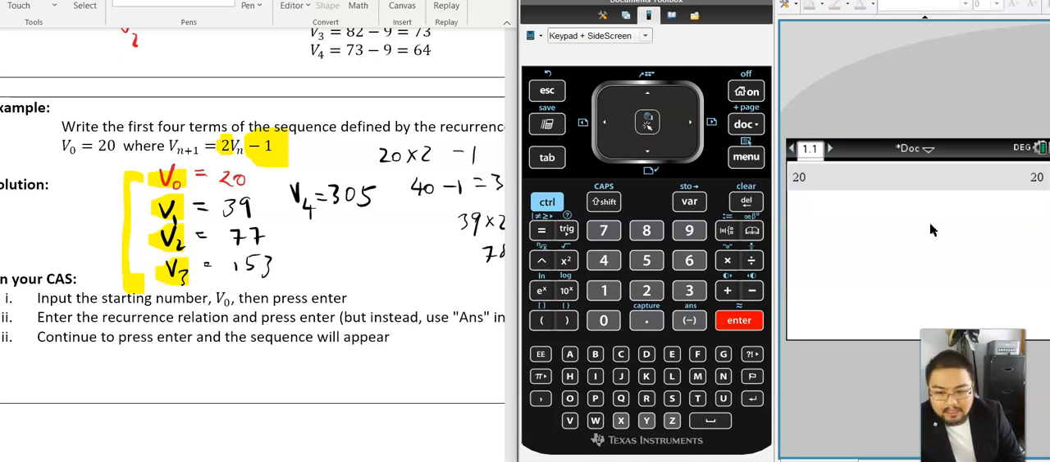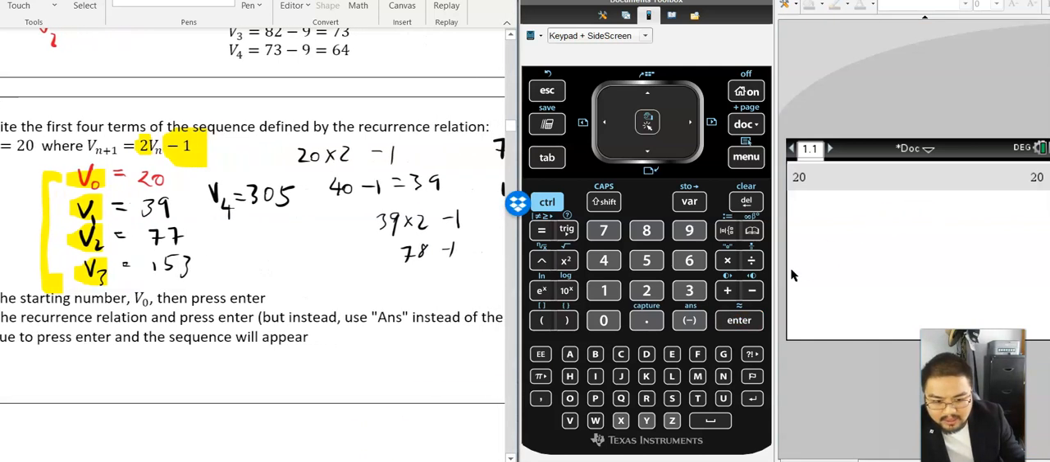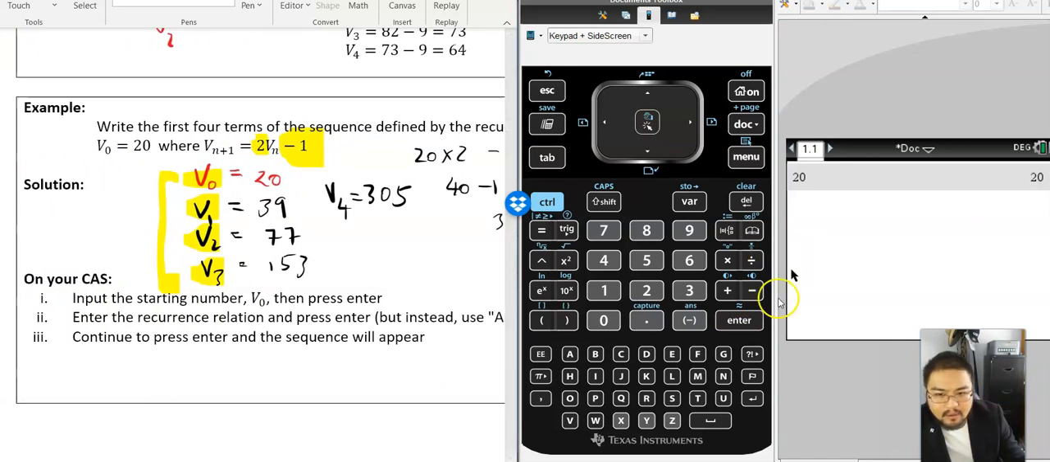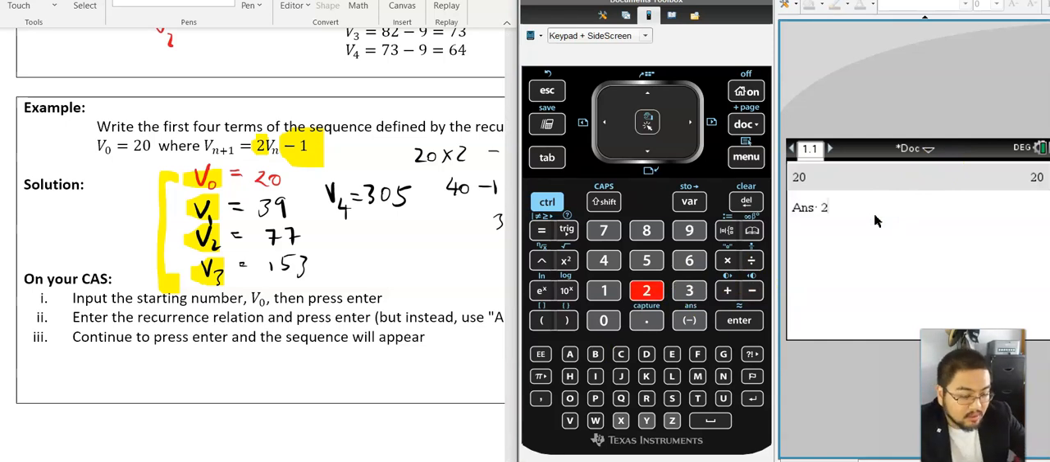Okay. Now it says enter the recurrence relation and then press enter. But instead use answer instead of the value for V0. So what this is saying is you would go times 2. That's all I pressed. I didn't type in answer. All I did was just type in times 2 minus 1.